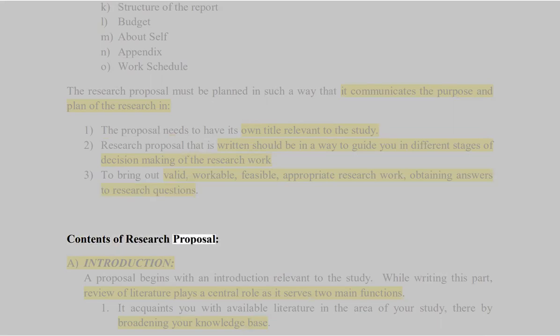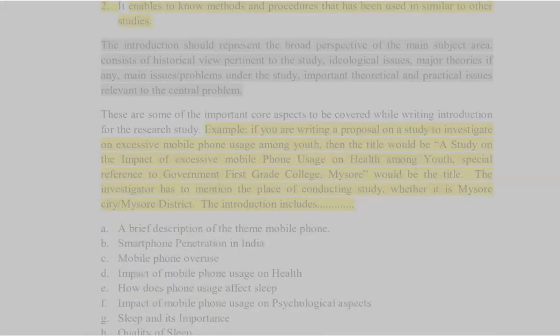Contents of research proposal. A. Introduction. A proposal begins with an introduction relevant to the study. While writing this part, review of literature plays a central role as it serves two main functions. 1. It acquaints you with available literature in the area of your study, thereby broadening your knowledge base. 2. It enables you to know methods and procedures that have been used in similar or other studies.